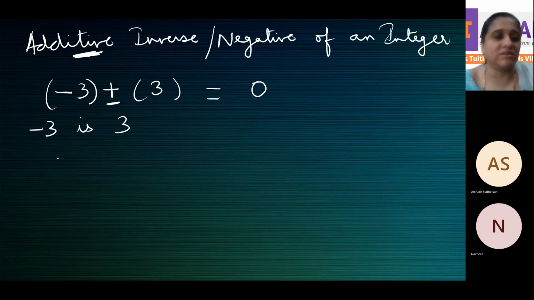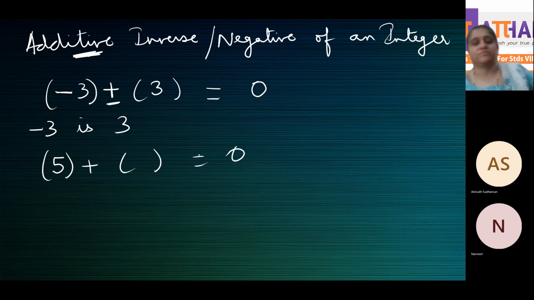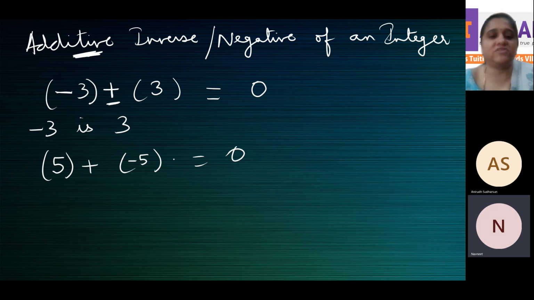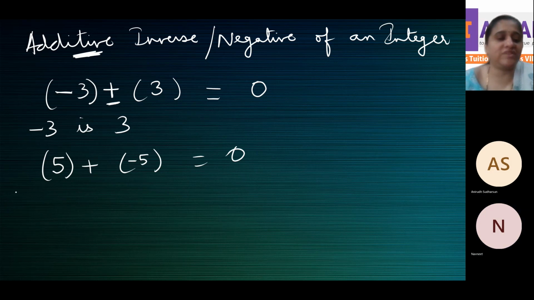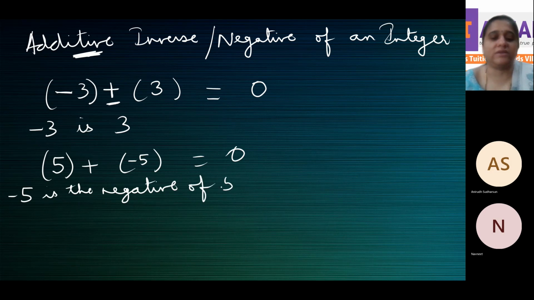Now, supposing you consider the integer 5. 5 plus what will give you 0? Minus 5. 5 plus minus 5 is 0. So we say that minus 5 is the negative, or the additive inverse of 5.